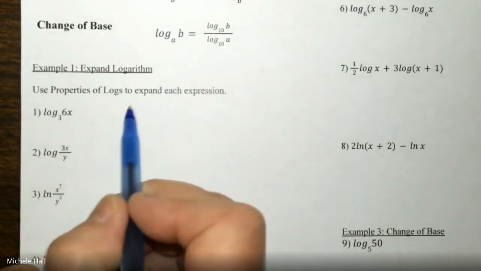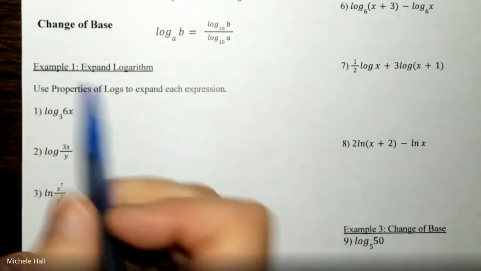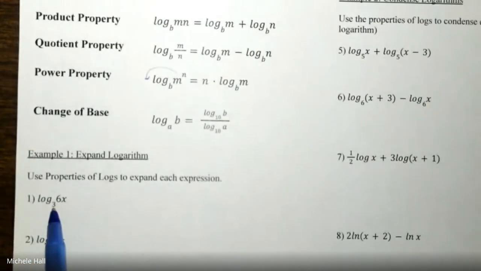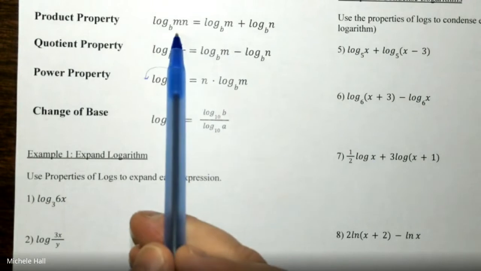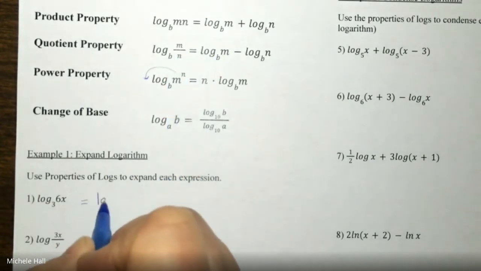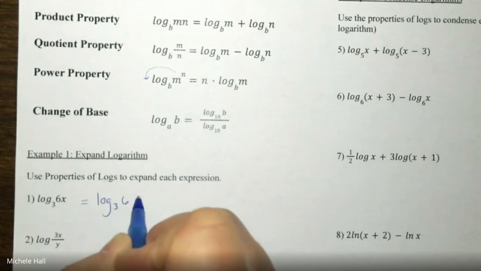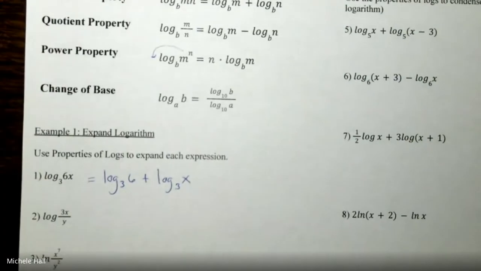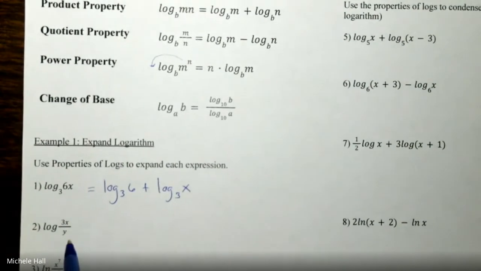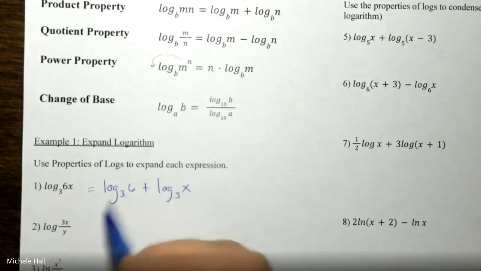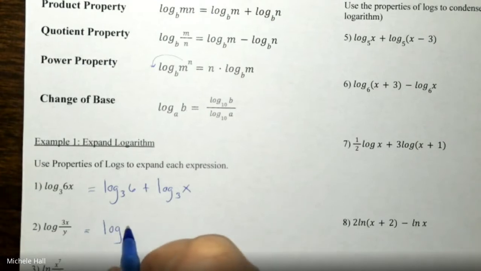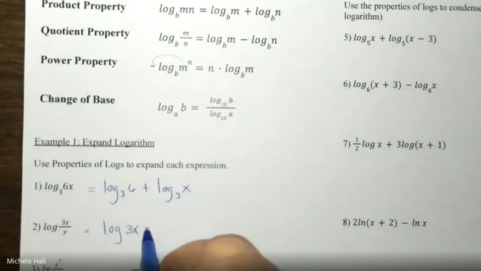Use properties of logs to expand each expression. Log 3 of 6x. There is multiplying. I am going to change it to addition when there's multiplying. I have log 3 of 6 plus log 3 of x. I have expanded it out. I see the quotient rule on the next one. I will be subtracting. We have log, which looks like it's going to be a base of 10, log of 3x, subtracting log y.